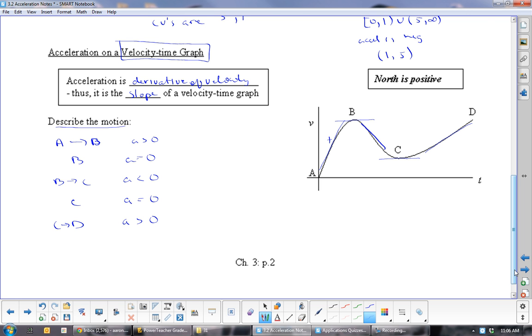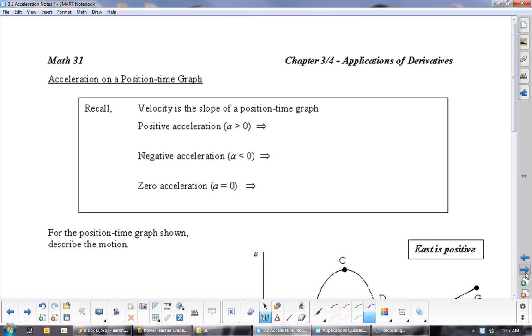Okay, that should make sense, right? That's not a huge leap. So the more difficult ones are the position and acceleration on a position time graph. So don't get these mixed up with a velocity time graph.